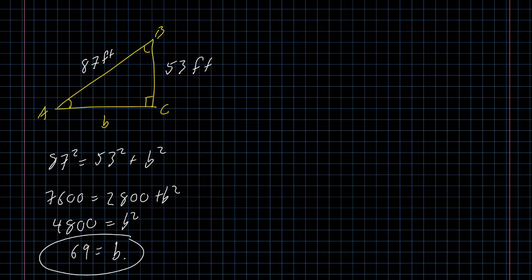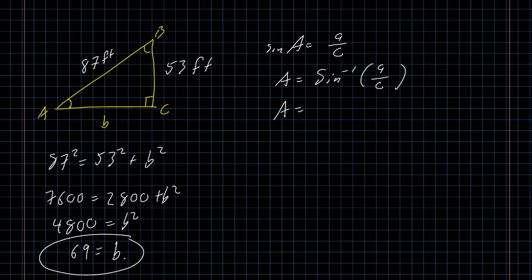All right, compared to angle A, the sides that I have are the opposite side and the hypotenuse. Sine of angle A is equal to a over c, which means that A itself is the inverse sine of a over c. Right? That inverse sine, the new thing that we were talking about at the beginning of this video. So I have the inverse sine of 53 over 87.